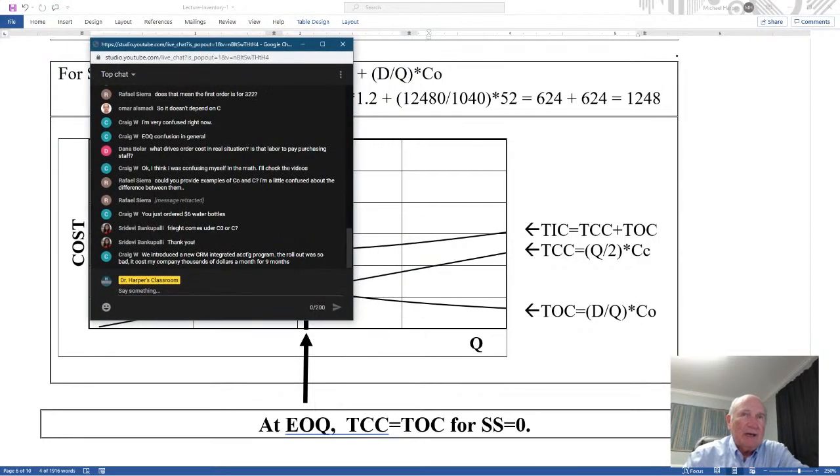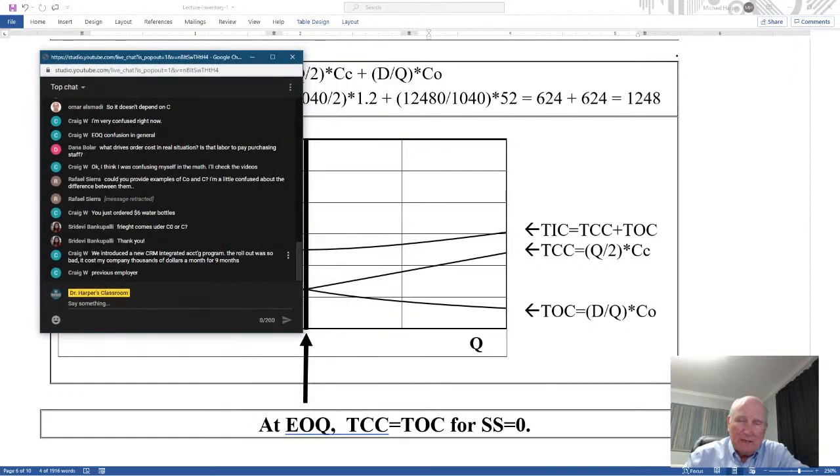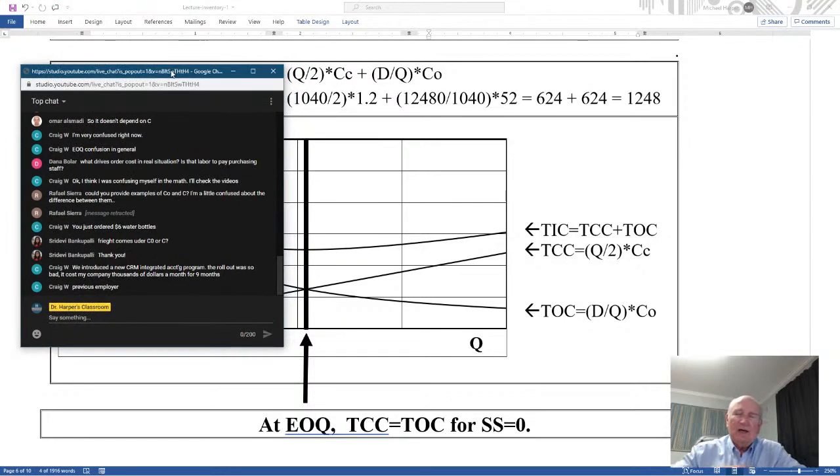Craig says: we introduced a new CRM, integrated accounting system. The rollout was so bad, it cost my company thousands of dollars a month for 9 months. I talk about this in my supply chain management course. There are research articles and case studies where, for example, they'll buy an ERP system or a CRM system or a supply chain management system or even a warehouse management system, and they implement it, and they'll pay $30 million for it. And then over the first 2 or 3 years, they'll pay over $100 million trying to make it work.